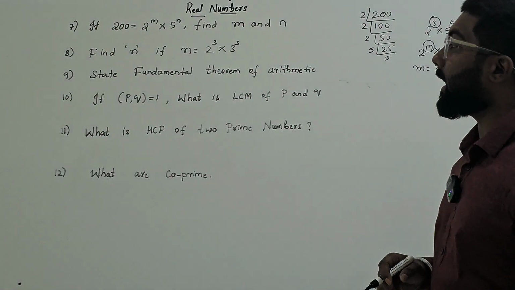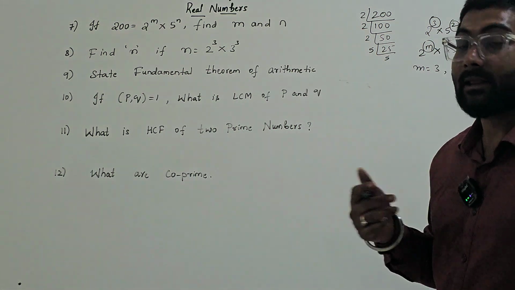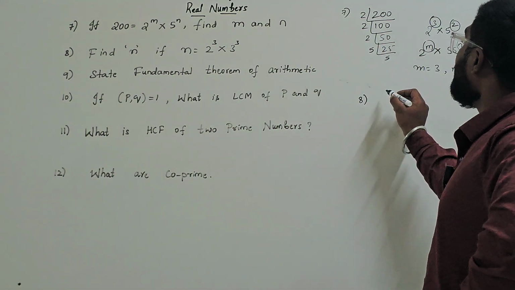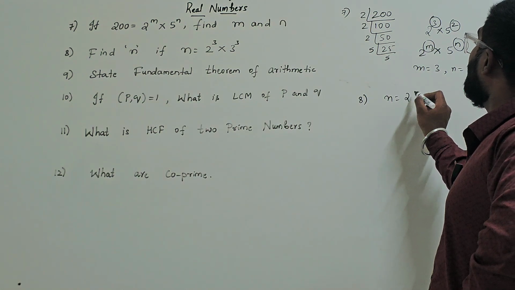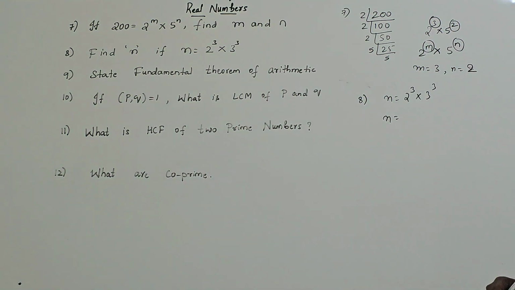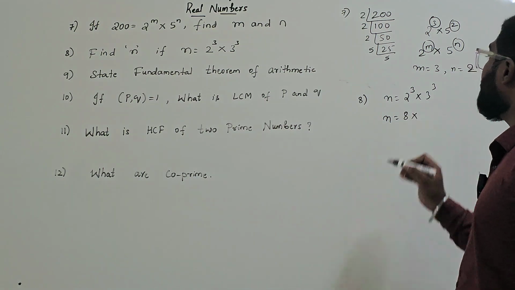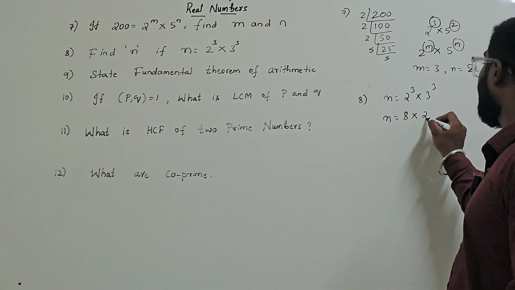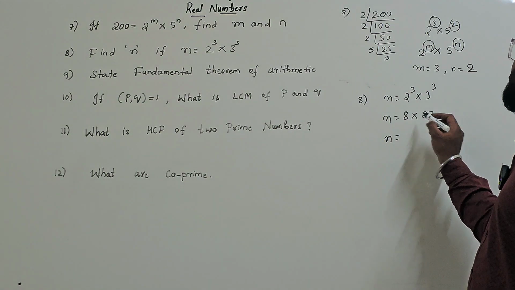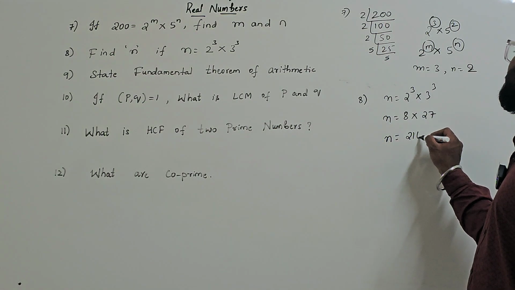The 8th question says find n if n is equal to 2 cube and 3 cube. The question number 8, this is 7. So n is equal to 2 power 3 into 3 power 3. 2 cube is 2 2s are 4, 4 2s are 8. 3 cube is 3 3s are 9, 9 3s are 27. Okay. Now what is the value of n? 8 into 27. 27 8s is 216.